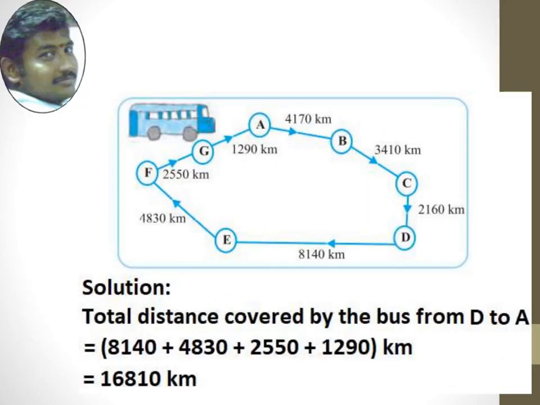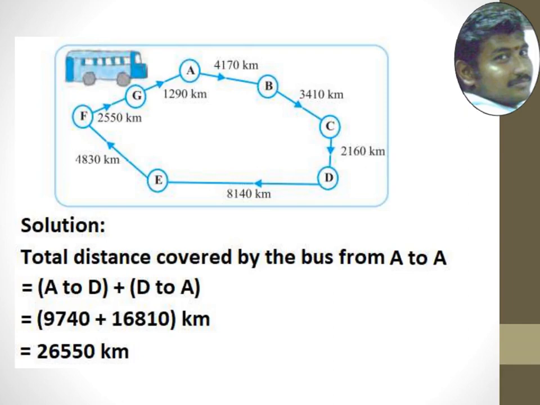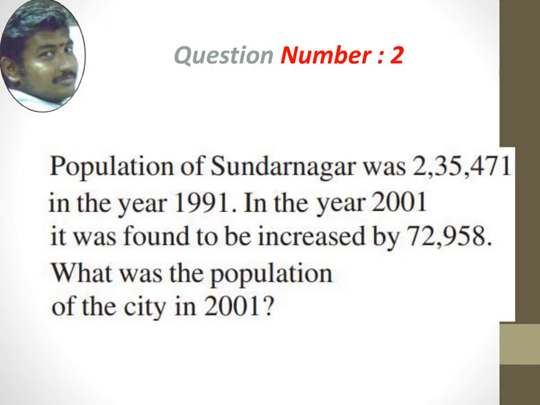Total distance covered by the bus from place D to place A. So 8140 for D to E, then E to F is 4830, then F to G is 2550, G to A is 1290. Total is 16,810 kilometers. See the third one: start from A again and finish at A. So A to D plus D to A. If you add, you will get the total distance covered from A to A. So we get the answer 26,550 kilometers, the distance covered by the bus from A to A. Okay, hope you got it.